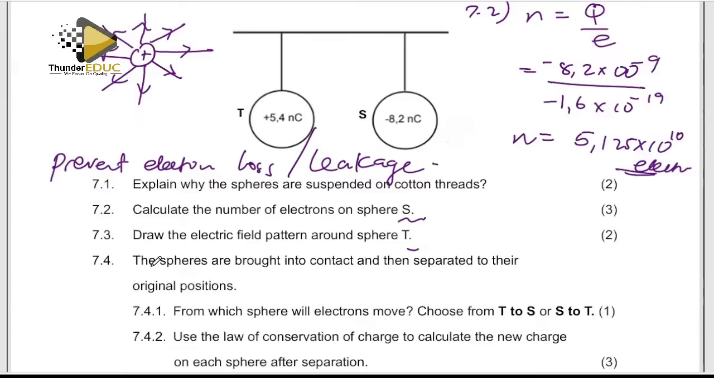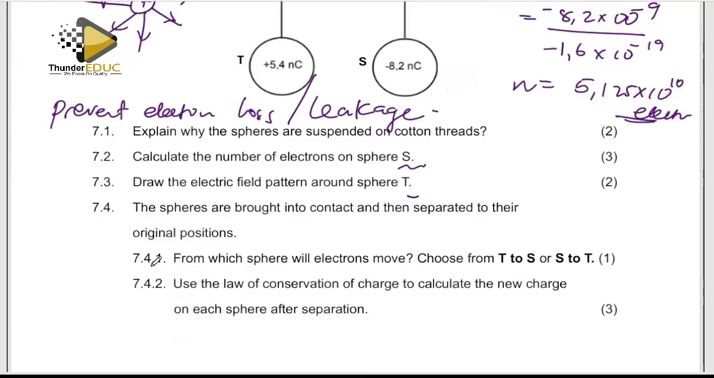Then 7.4, spheres are brought into contact and then separated. So when spheres are brought into contact, they're going to have to share the same charge afterwards. So negative 8.2 plus 5.4. The answer we divide by 2. Whatever answer we get here is what each sphere is going to have. But let's see what the question is asking. From which sphere will electrons move? Is it from T to S or S to T? Now we can see that S is more negative. T is more positive. So when you talk about electrons that are basically negatively charged, they have to move from where they are rich, which is S, and then move to that. So it's going to be S to T.